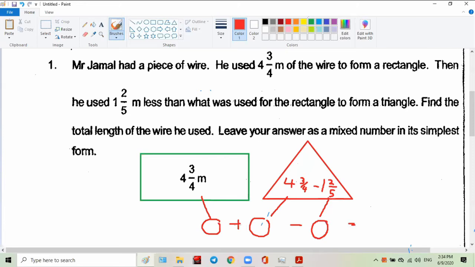Sophia, do you understand? Leave your answer in mixed number. They want mixed number in simplest form. So can I leave you to use the calculator? 8 whole 1 out of 10. If you punch the data properly, it will be the answer.